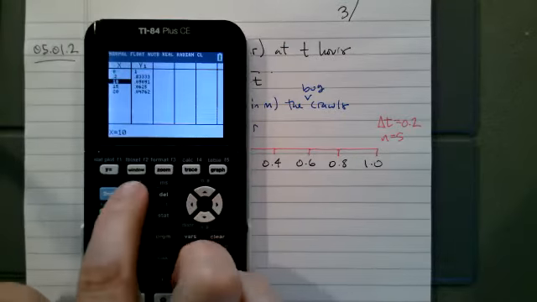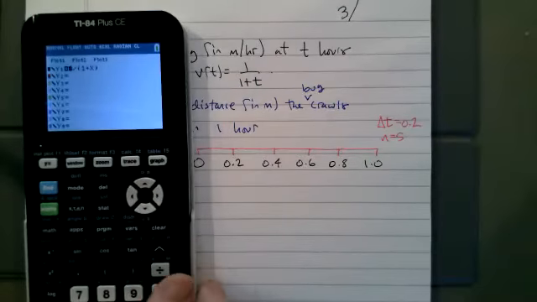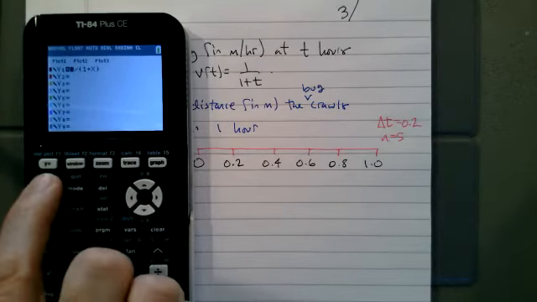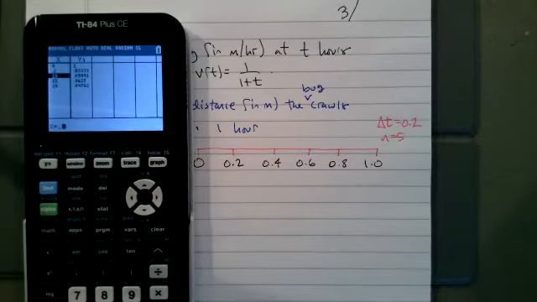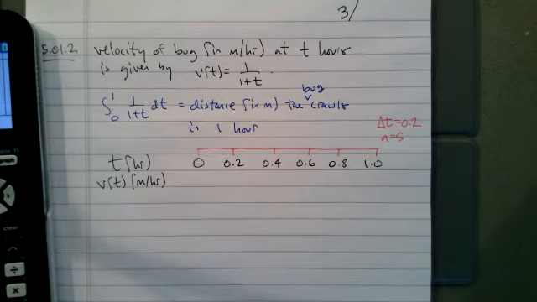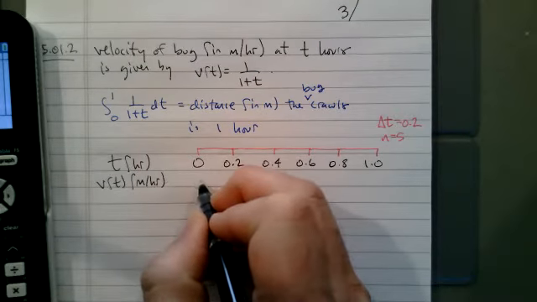So I just set up my function 1 over 1 plus x. I'm going to be repeatedly plugging things into this function, so I'm just going to set up a table for this value at 0.2, 0.4, 0.6, 0.8, and 1. And here are all my velocities. That's hard to read. But we got 0. It's moving at 1 meter per hour.